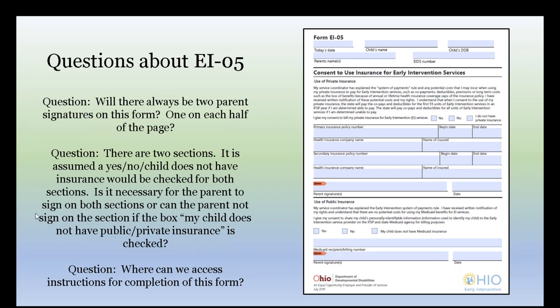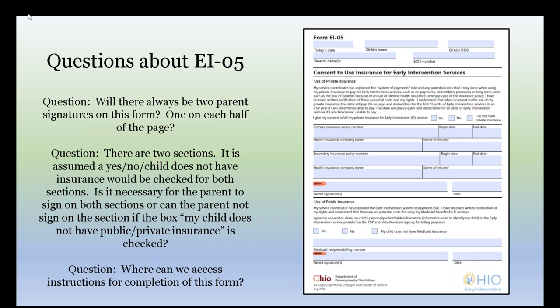All right, so the first question is, will there always be two parent signatures on the form, one on each half of the page? Yes, there will always be two signatures. There will be a box checked on both sections and signatures on both sections. And I think I answered that second question with that as well.